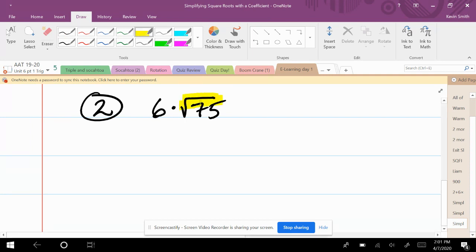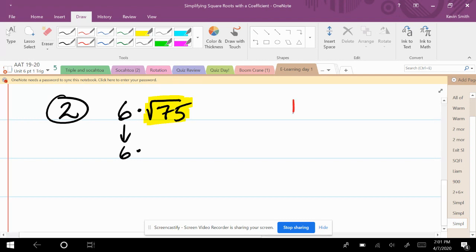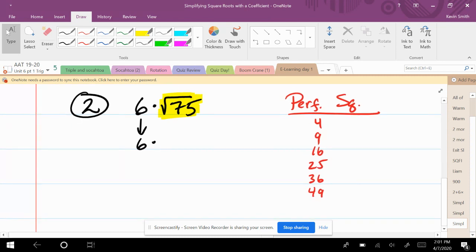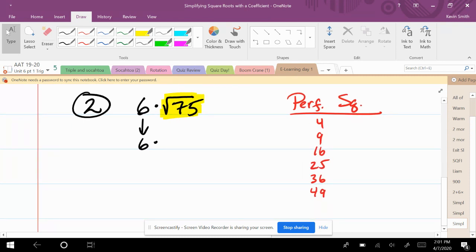Again, we are solely focusing on simplifying this square root. So I'm just going to leave aside the 6 for right now and focus on breaking up the square root. Again, I'm going to put out a list of perfect squares. 4, 9, 16, 25, 36, 49, 64, and we'll stop there.